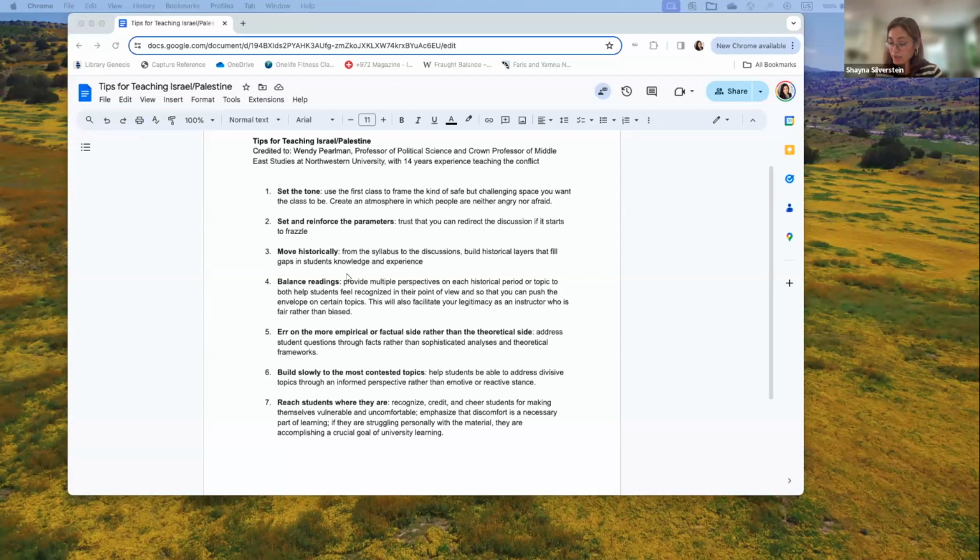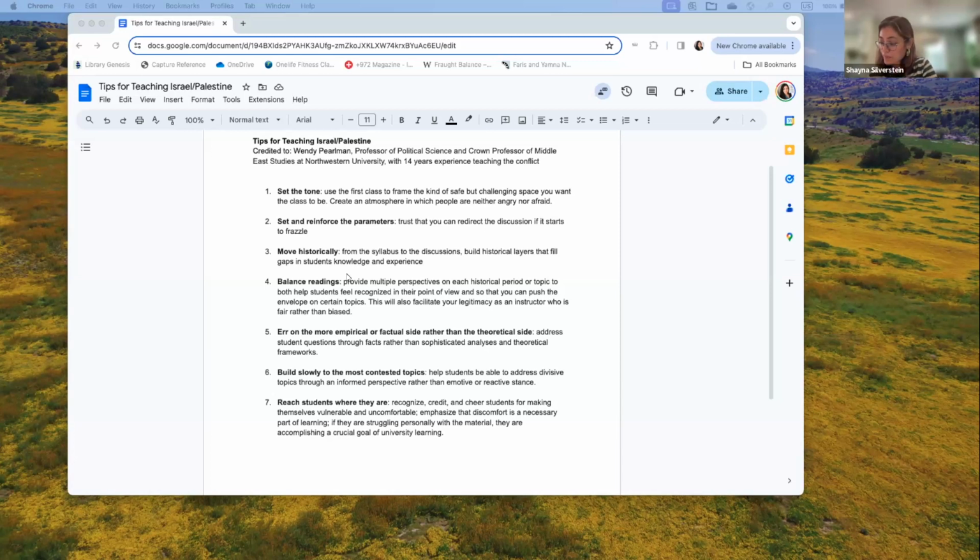The second tip from Wendy Perlman is to set and reinforce the parameters. If the discussion starts to escalate, this is one of the questions in the Q&A, if the discussion starts to go off the rails, to trust that because of the way university classrooms are set up, you can redirect the discussion towards, for instance, Arnold's Children, the documentary film, right? Towards another teaching object that you either are going to discuss or you have discussed, or a reading. There are some formal parameters to a university classroom that can be your resource towards setting parameters on the discussion.